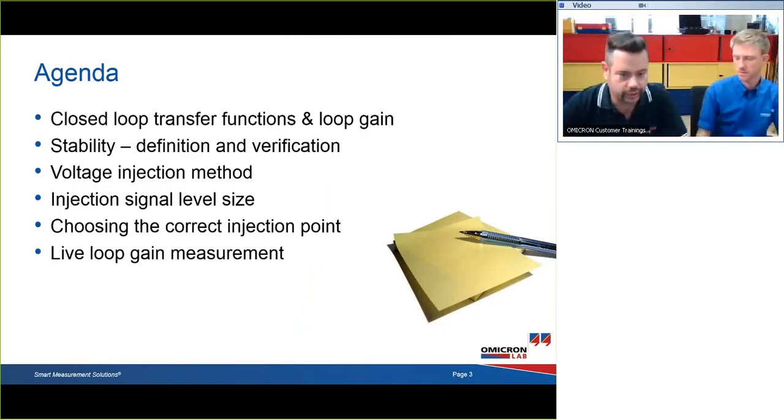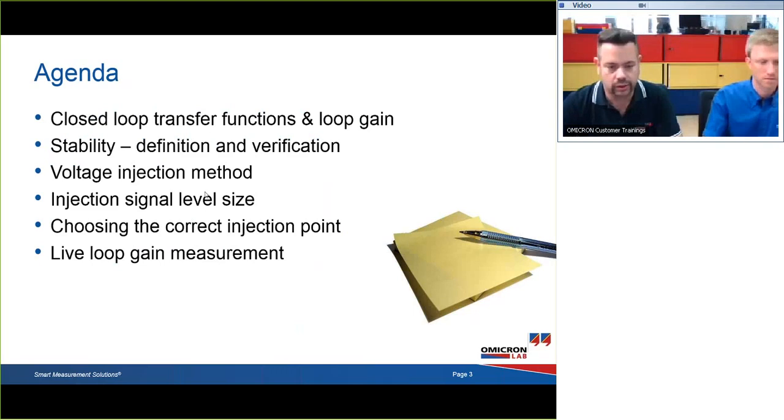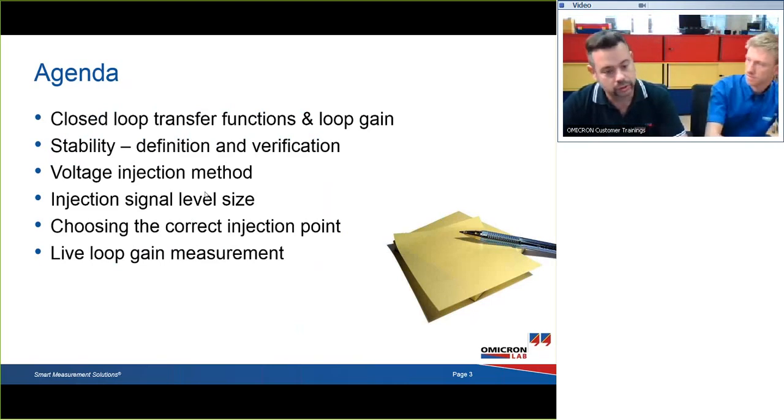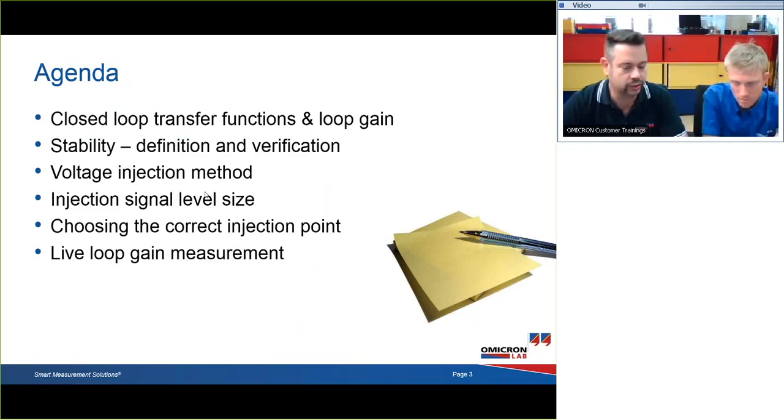For the agenda today, we will start with an explanation about the closed-loop transfer functions and the loop gain. Then we will focus on stability, on its definition and verification, talk about how to measure the stability using the voltage injection method, talking about how to get right measurements by using the injection signal level, how to find out what injection signal level you should choose, and by choosing the right correction point. And we will conclude with some live measurements.